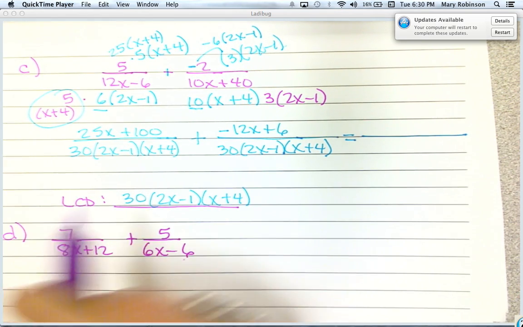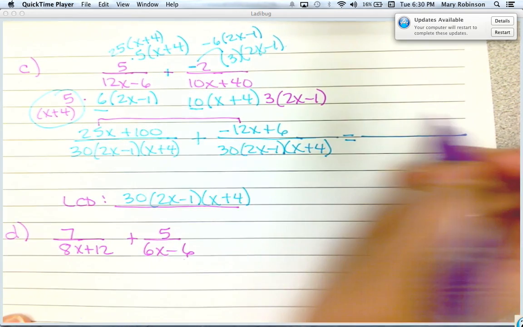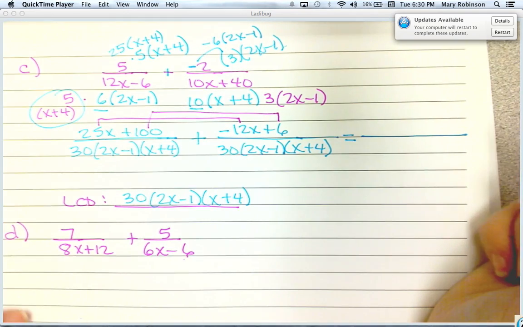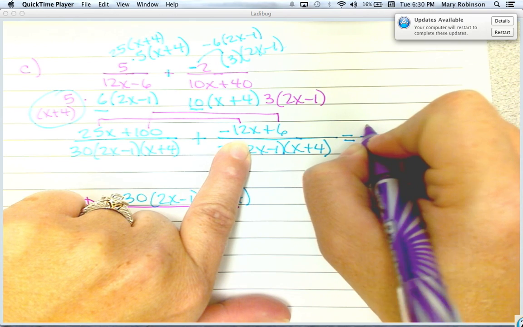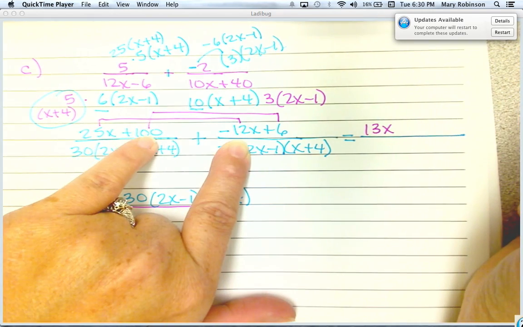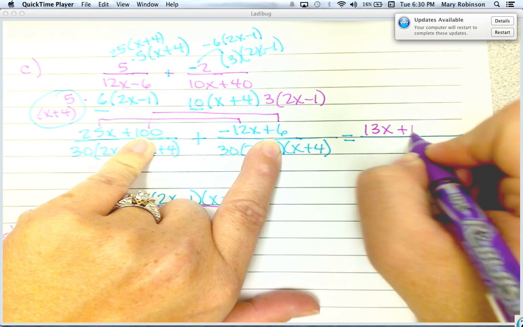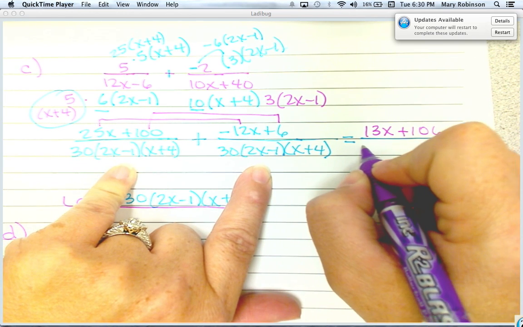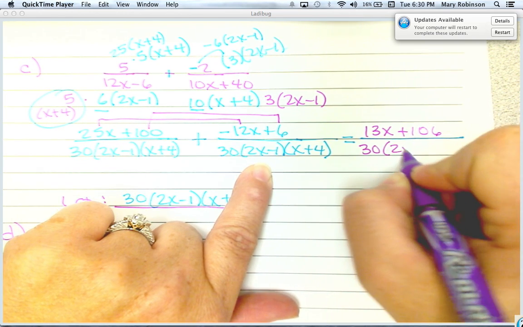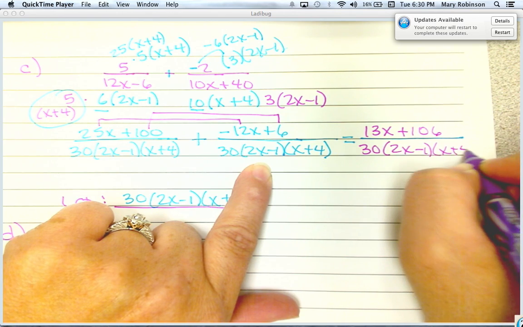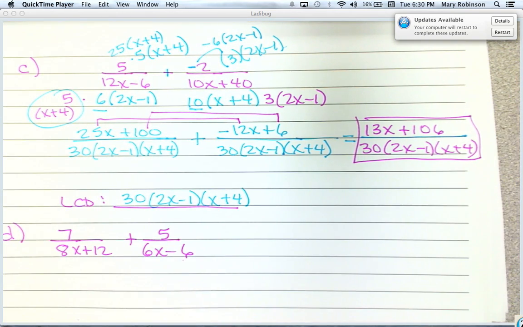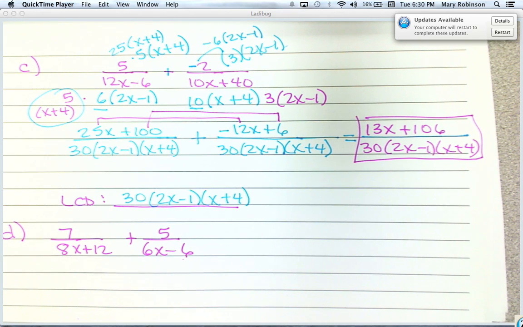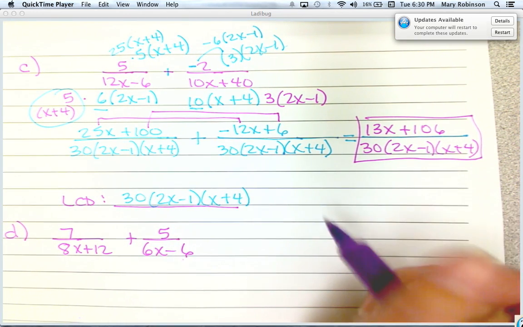So notice your like terms are here, and you've got your integers here that you can combine. 25x minus 12x is 13x. 100 plus 6 is 106. Over 30 times 2x minus 1 times x plus 4. Please do not multiply that out. Just leave it in factored form. And that's our answer. So you got to understand, this is quite a bit of work.